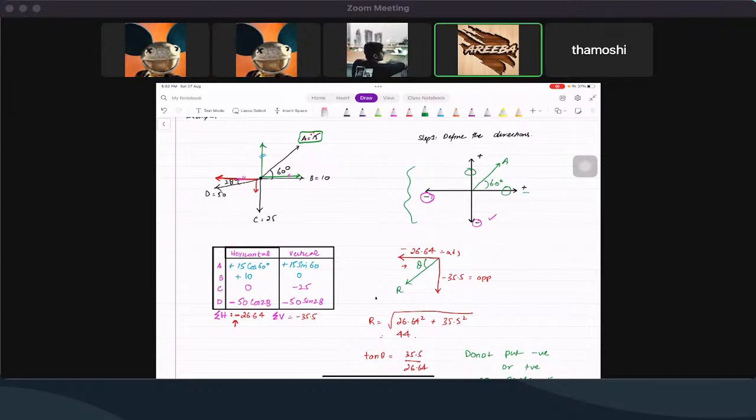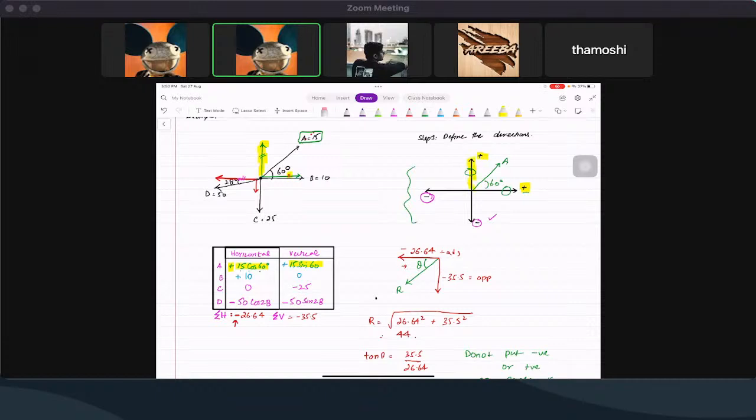So now, because 60 was next to horizontal, so for horizontal I wrote 15 cos 60. You see? Yes, sir. And I put a positive sign here because I took right side as positive. Got it? Then if you look at the vertical component here, because the 60 angle is away from it, it is the opposite one. So we wrote 15, the hypotenuse, sine of 60, and we put a positive sign on the vertical because I took vertical as positive. Understood? Yes, sir.